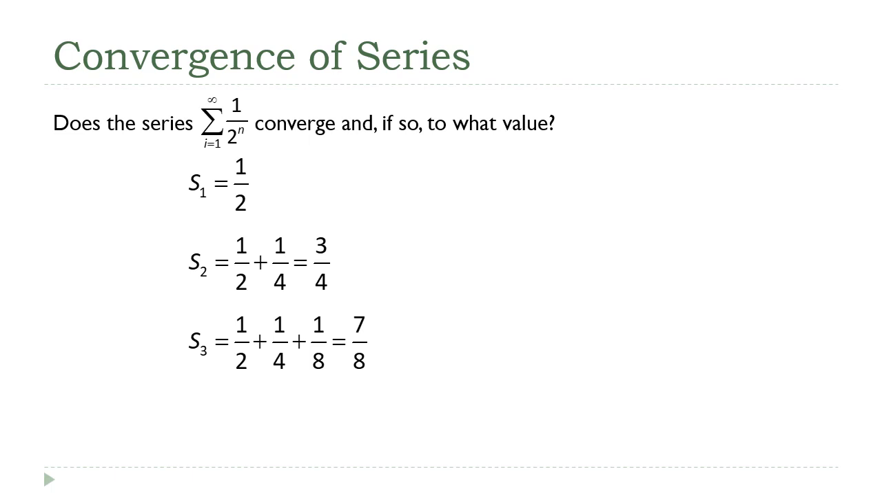The denominator is 2 to the n, and the numerator is always 1 less than that. So the numerator is going to be 2 to the n minus 1. So now I've got a formula for the nth partial sum. To talk about convergence of the series, what I want to do is talk about the convergence of that sequence. The limit of the sequence of partial sums is equal to the limit of my formula there.